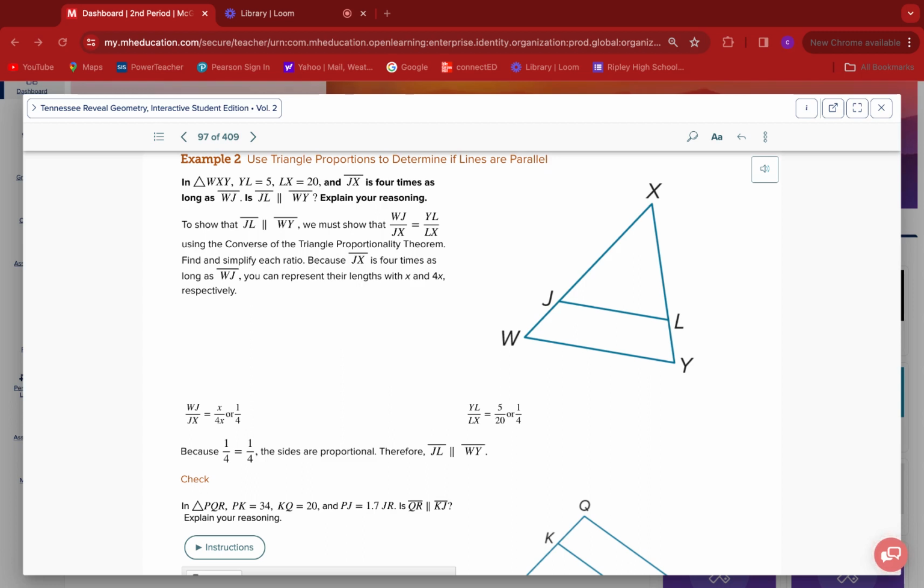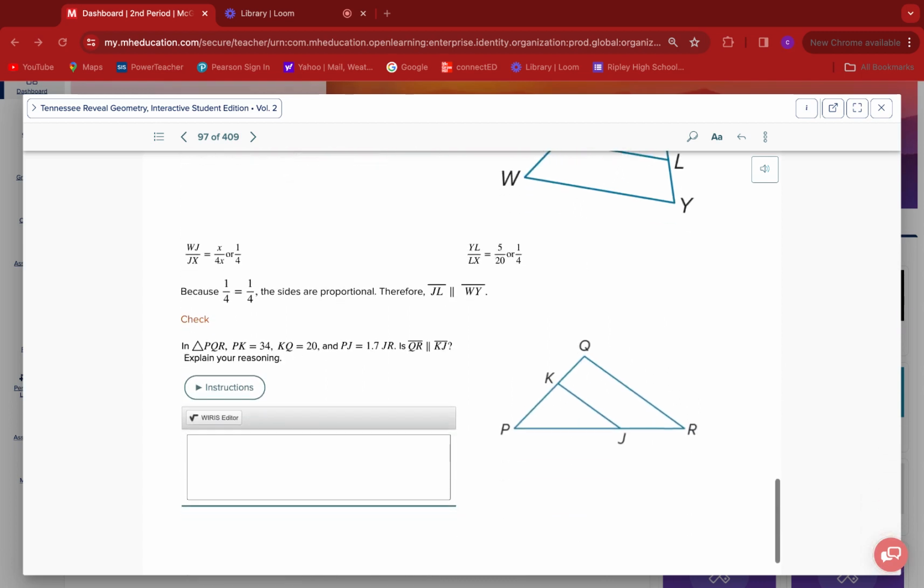All right, so we got a check down here. And they're probably going to ask us the same type of thing. Oh, I guess that's the bottom of the page. Yep, that's the bottom of the page. Okay, so let's do this.